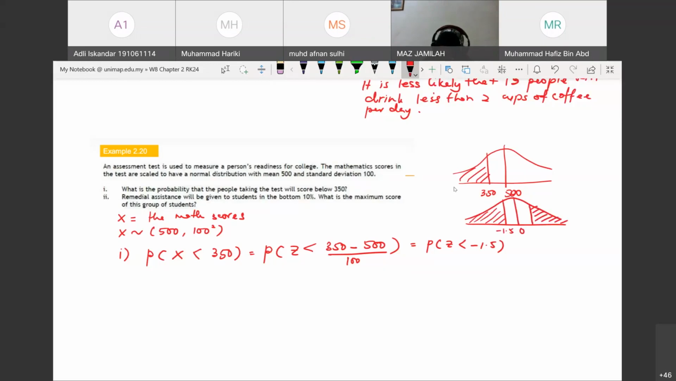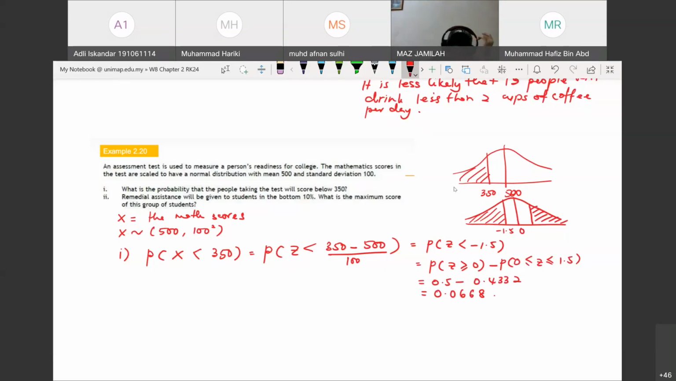By using the first table, definitely it will be 0.5, or if I were to use the notation, this will be P(Z greater than or equal to 0) minus P(Z from 0 until 1.5). So it will be 0.5 minus 0.433, so you will get 0.0668. Okay, so that will be the probability of less than 350 for the test score.